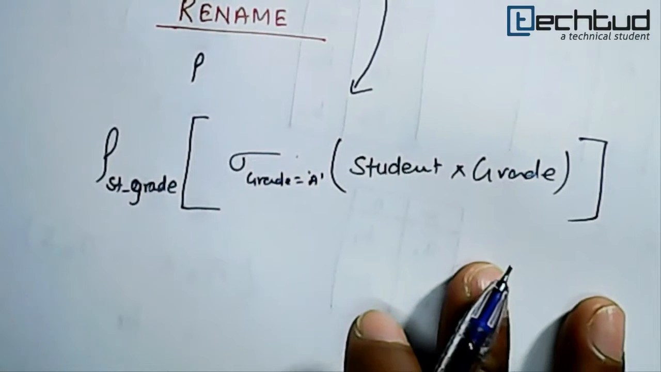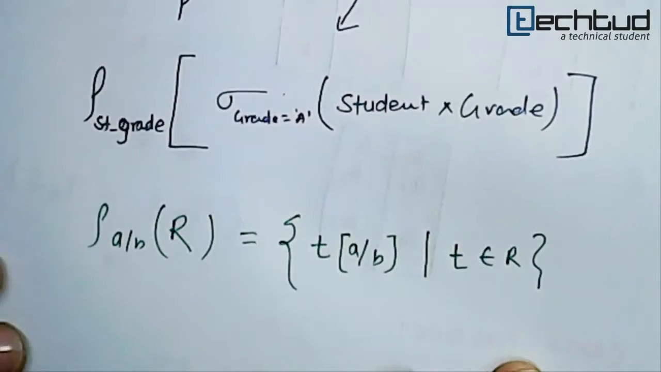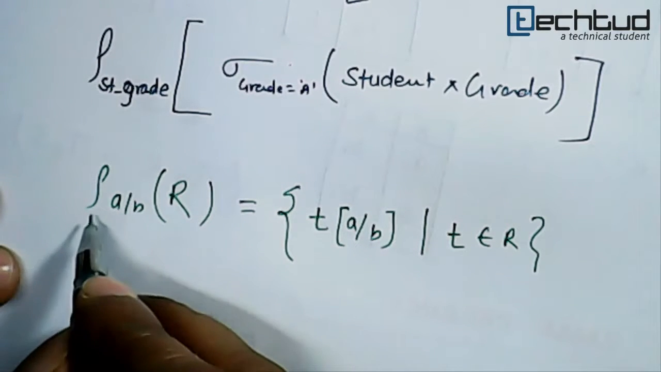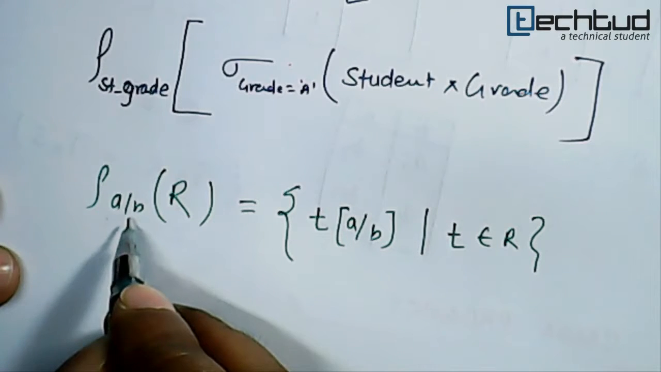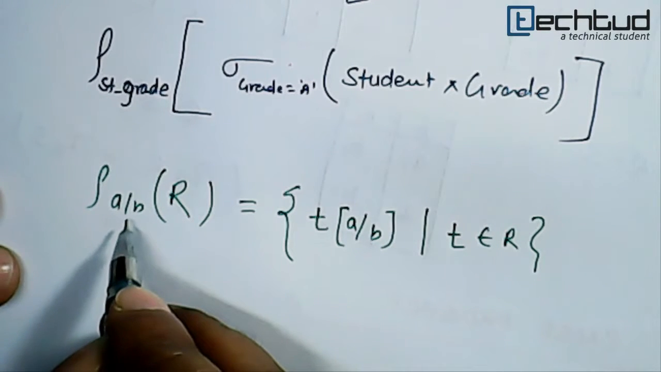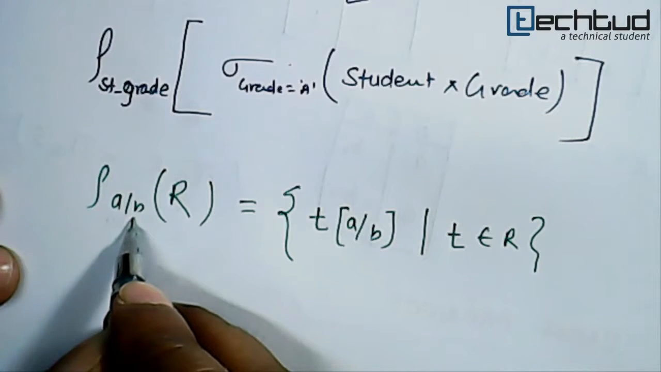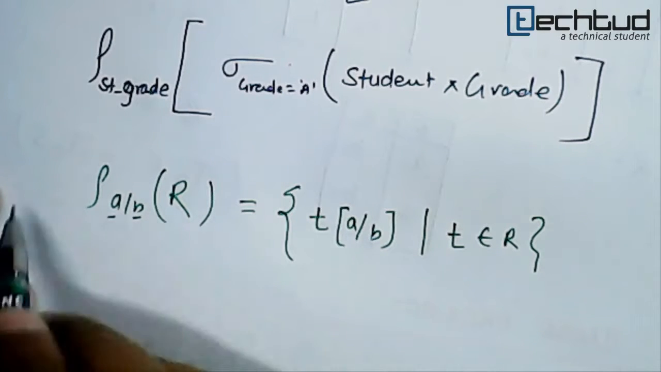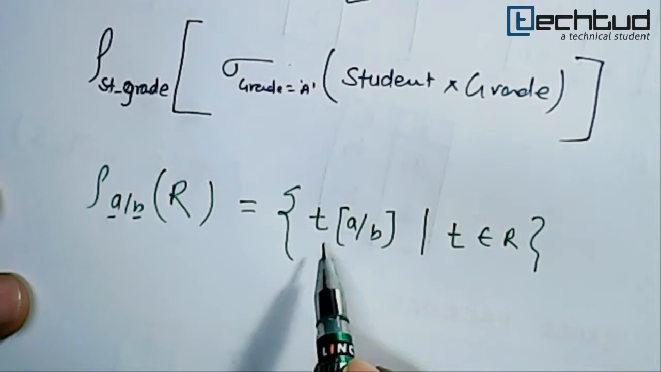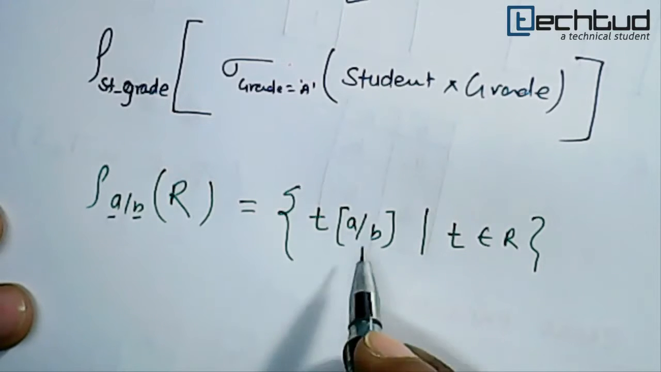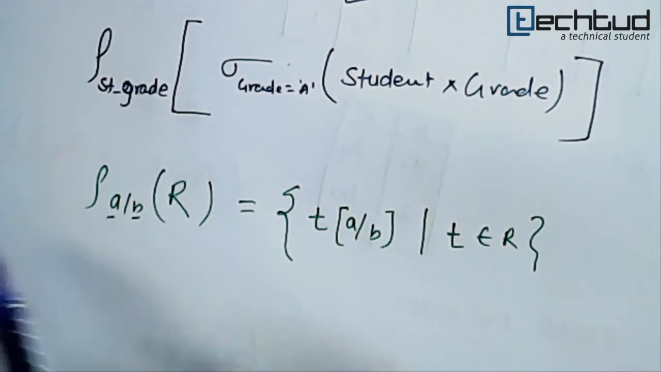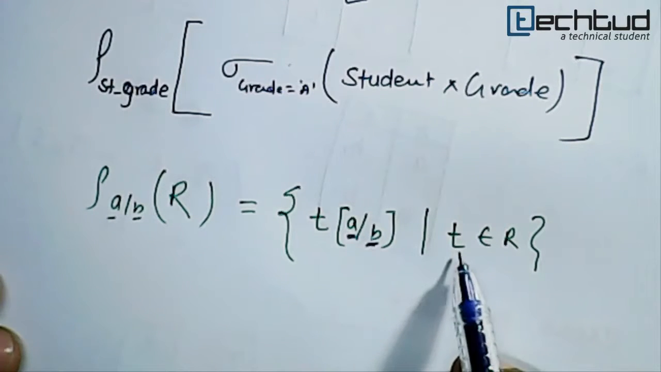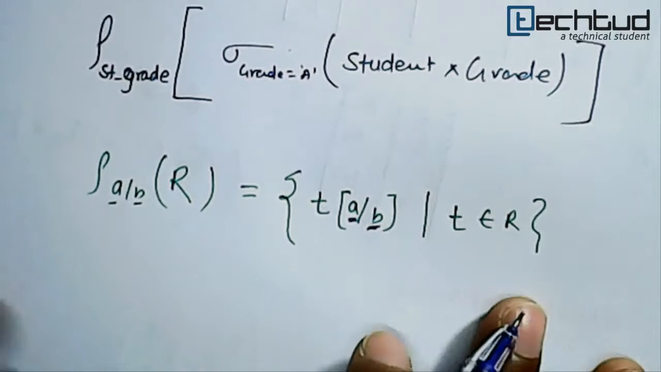So we can formally write the renaming operation as this. What do we mean by this? By saying rho A by B, we mean that this attribute B will be renamed as A. So the resultant of this rename operation will be a tuple where the attribute B will be renamed as A, and the tuple belongs to R, obviously.